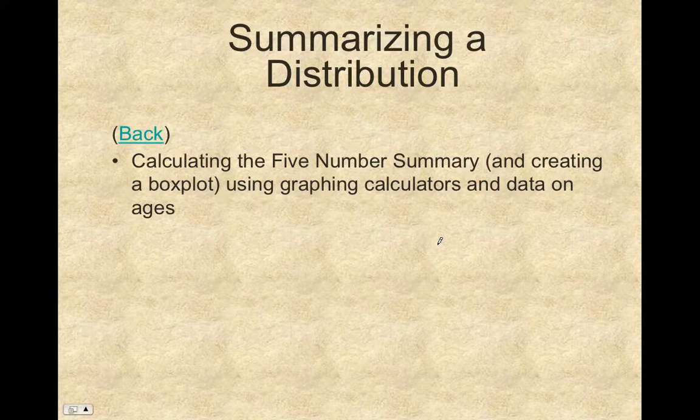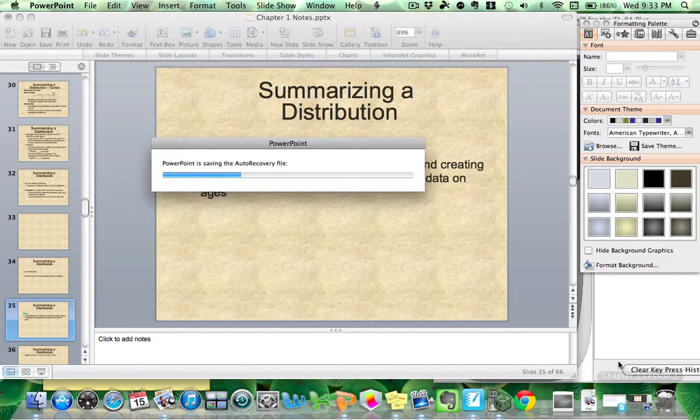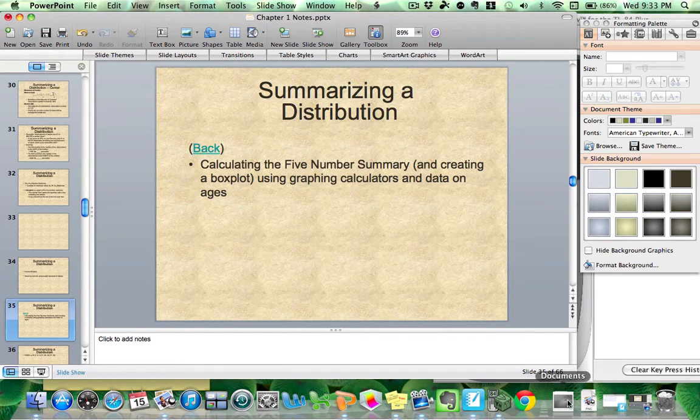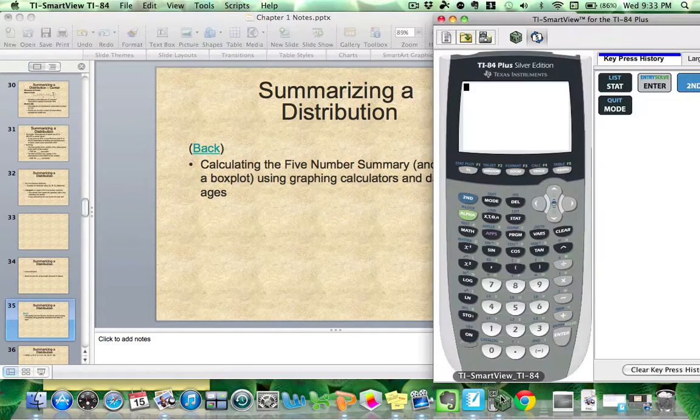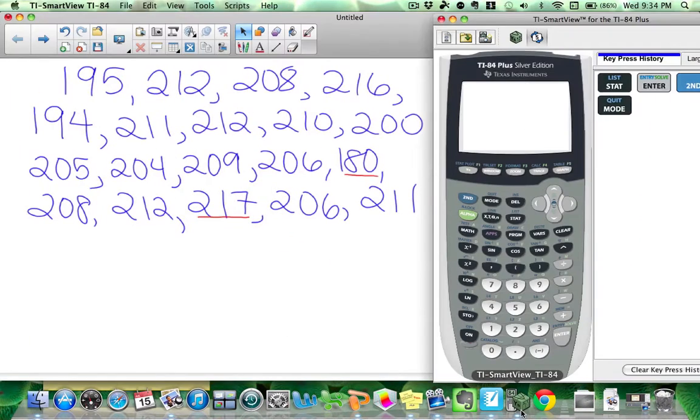Okay, the next thing I'd like to do with you is have you get out your graphing calculator, and I'm going to show you how to calculate the 5-number summary and make a box plot using your graphing calculators and the data that I gave you yesterday on students' ages. So please get your graphing calculator out. And I'll bring up that age data as well.